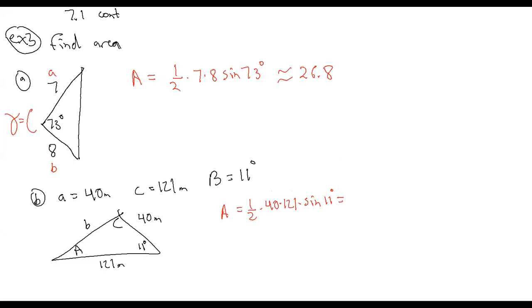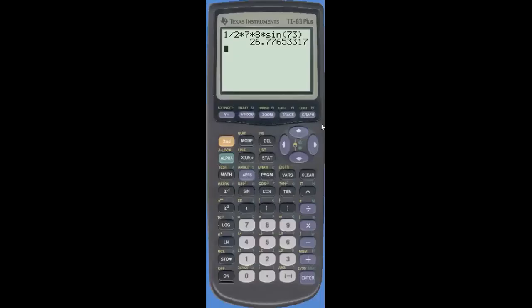Oops, share calculator. So 1/2 times 40 and 121 times the sine of 11 degrees. Close our parentheses for good practice. And we get 461.757, how appropriate, but 757 is going to round up to 0.8 when we round to the nearest tenth. So 461.8.